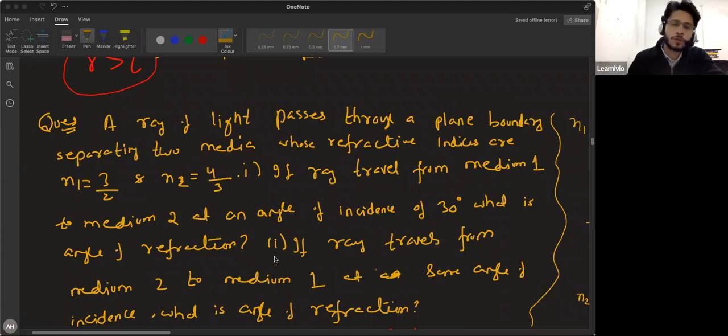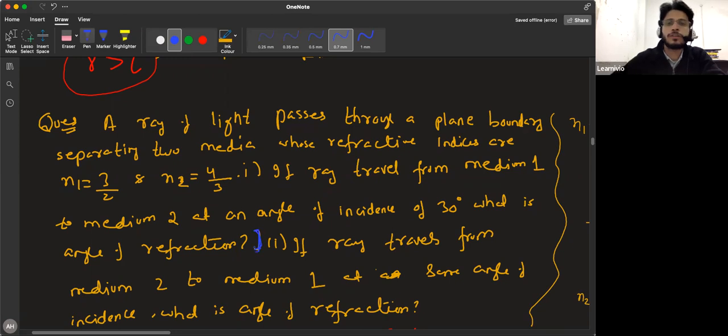Just solve the first part of the question and write your answer in the chat room. First solve the first part. Write the answer of part 1.